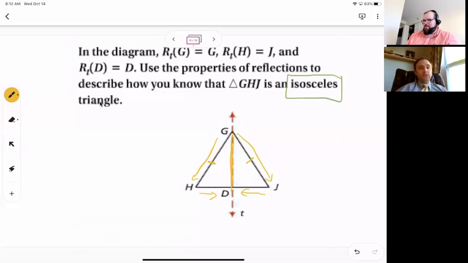Now, I think we're making an assumption that we know what isosceles triangles are. An isosceles triangle is one in which at least 2 sides are the same. Ooh, use the British definition. I like it. Technically speaking, it depends on how you define things, but at least 2 sides are the same. And here we have 2 sides that we know are the same because they're reflected. So therefore, this would be described as an isosceles triangle.